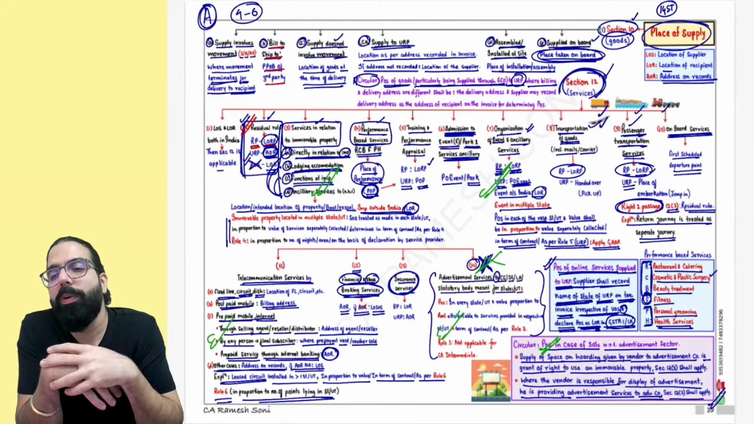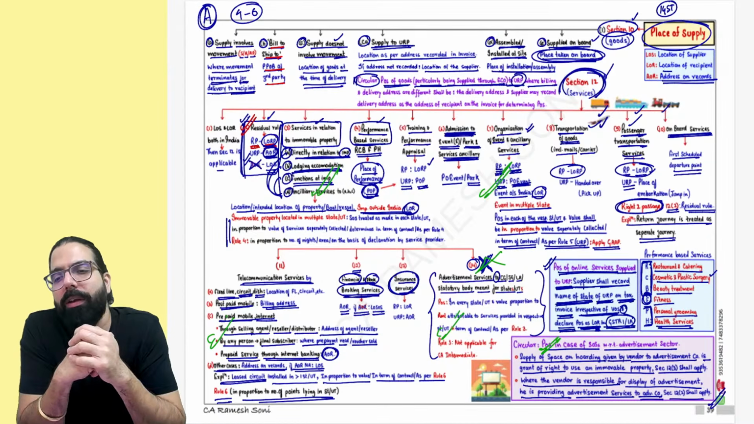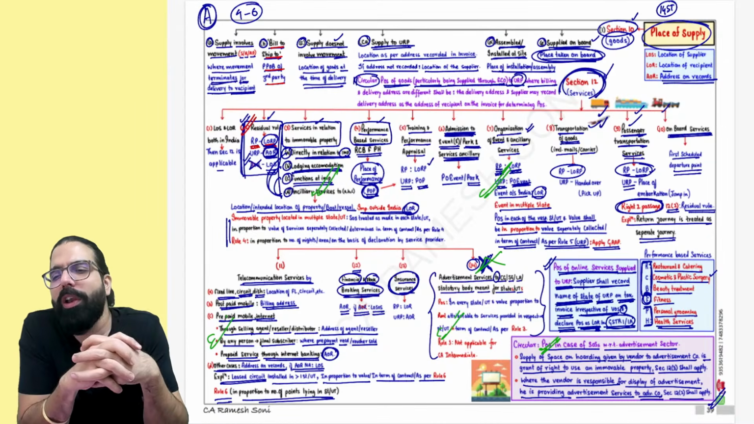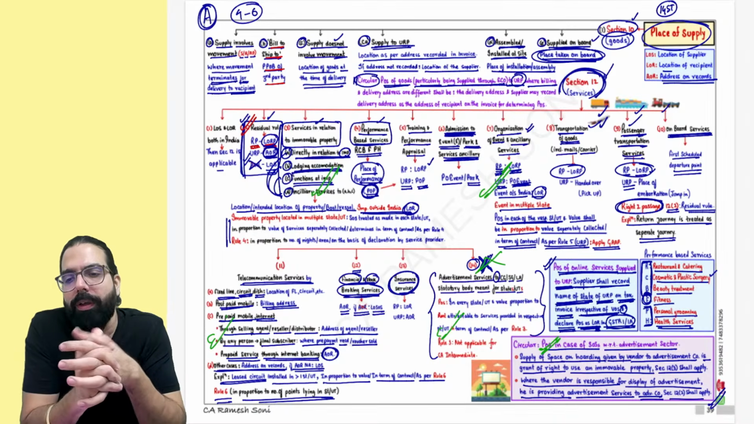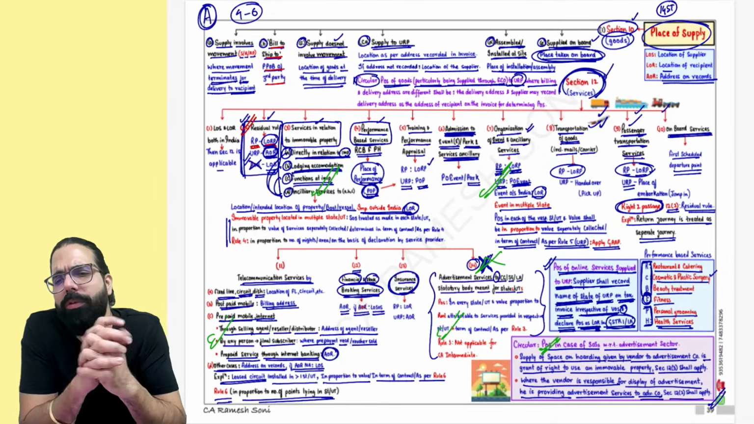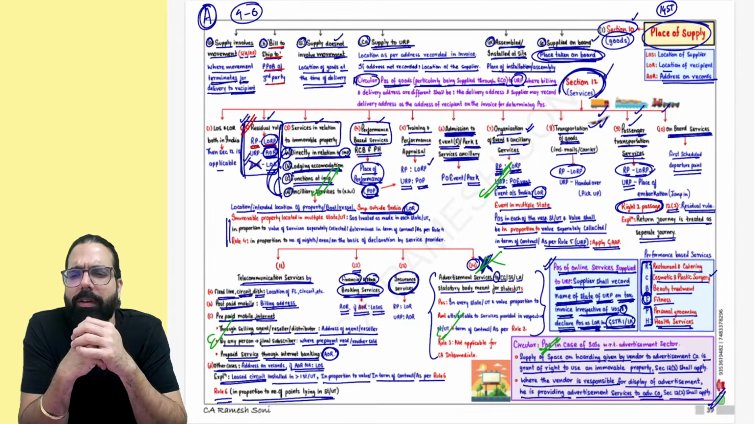What if a group insurance has been done? That is not exempt. Not all insurances are exempt. Only life insurance and health insurance is exempt. General insurances are not exempt. Your factory insurance I did.